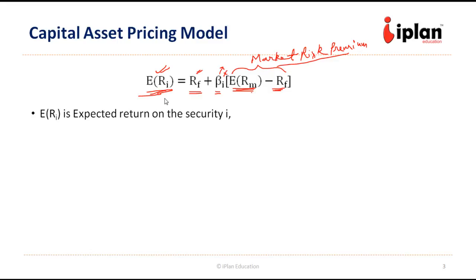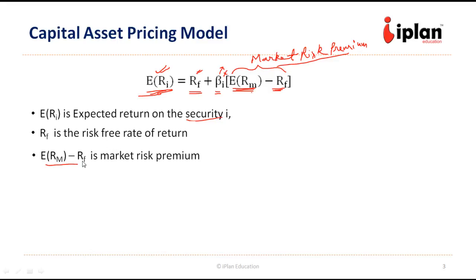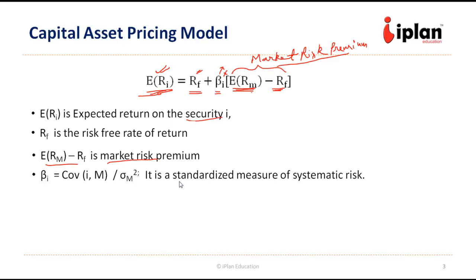So as we know, E(R_i) is expected return on this particular security, i. R_f is the risk-free rate of return. E(R_m) minus R_f is the market risk premium, as we have just seen. And the beta, which is a coefficient, standardized measure of systematic risk, which cannot be diversified. So this can be given by the formula covariance between the asset and the market divided by the variance of the market. So this will give us the relative amount of risk which is associated with the particular security. Let us move to the next slide.